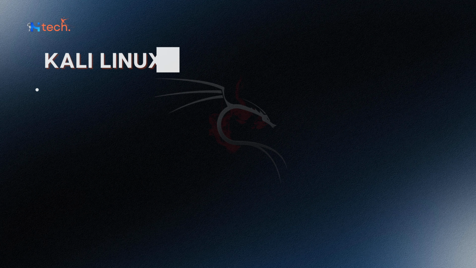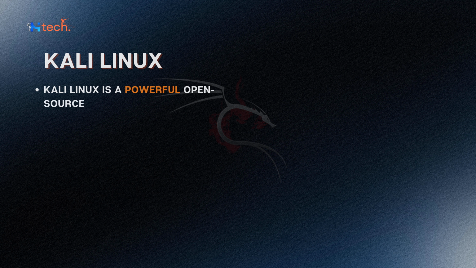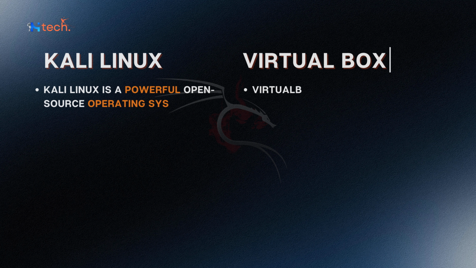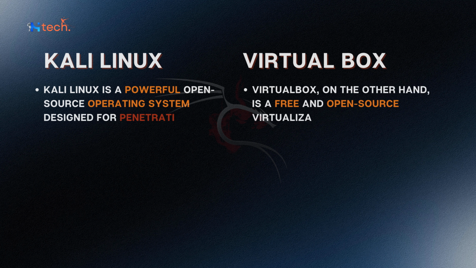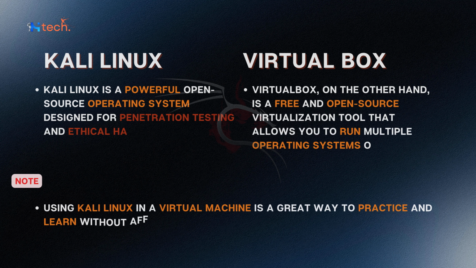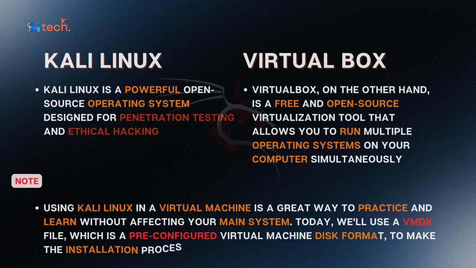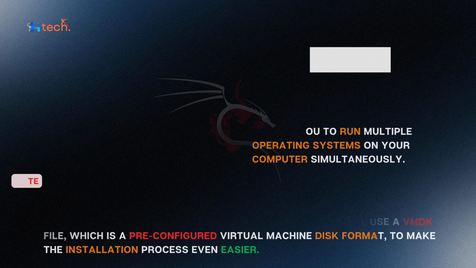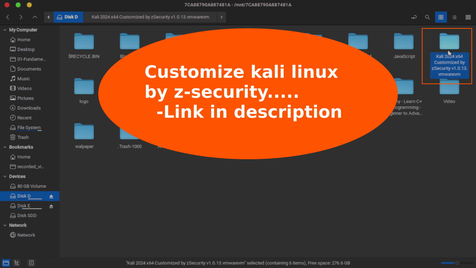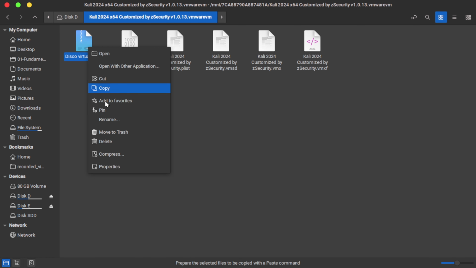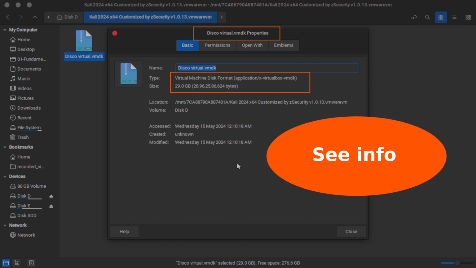Before we get started, let's briefly talk about what Kali Linux and VirtualBox are. Kali Linux is a powerful open-source operating system designed for penetration testing and ethical hacking. VirtualBox, on the other hand, is a free and open-source virtualization tool that allows you to run multiple operating systems on your computer simultaneously. Using Kali Linux in a virtual machine is a great way to practice and learn without affecting your main system. Today, we'll use a VMDK file, which is a pre-configured virtual machine disk format, to make the installation process even easier.